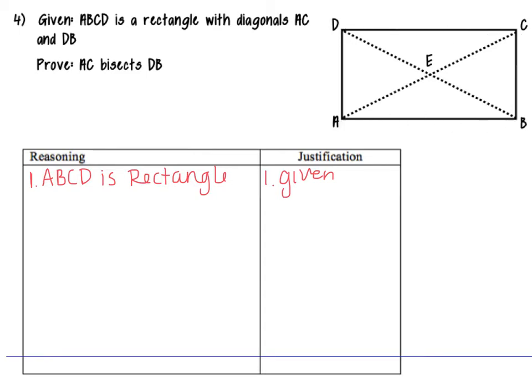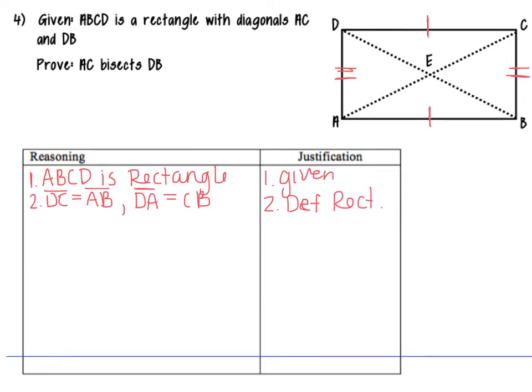So number 2, I'm going to say that DC is equal to AB. I'm going to mark that up over here on my picture. And I'm going to say that DA is equal to CB. I'm going to mark that up on my picture. All right, so the justification for that is definition of a rectangle.